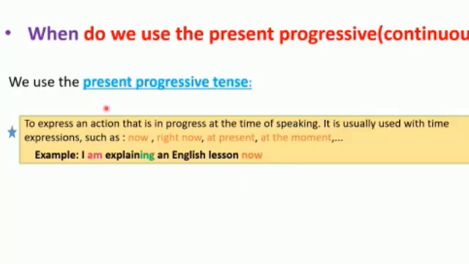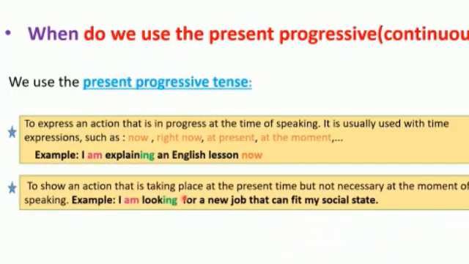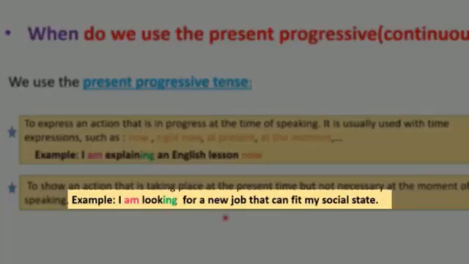So here, the action of the verb is now in progress at the moment of speaking. Another case for using the present progressive is to show an action that is taking place in the present, but not at the moment of speaking. For example, I'm looking for a new job that can fit my social state.